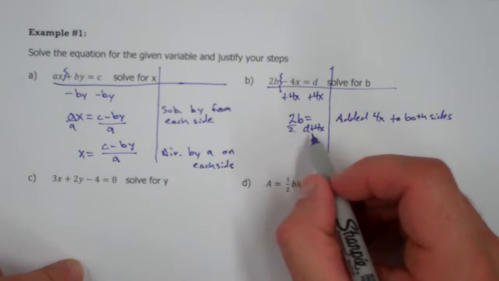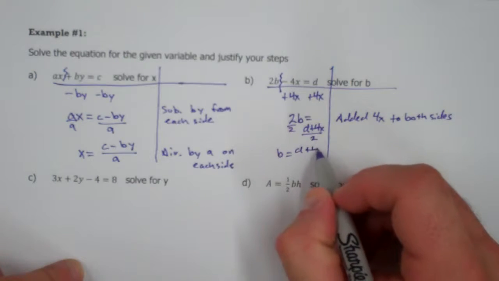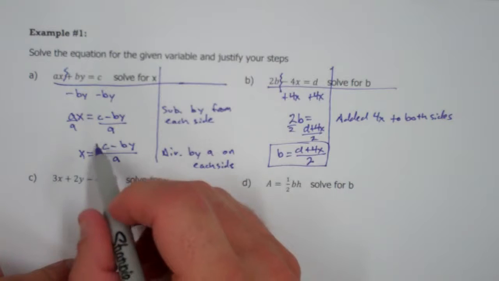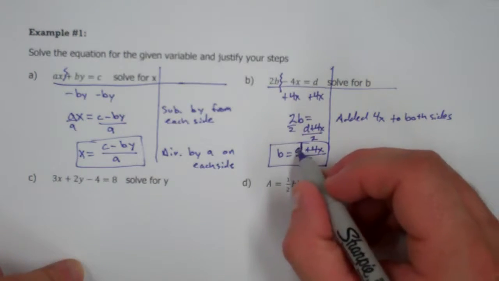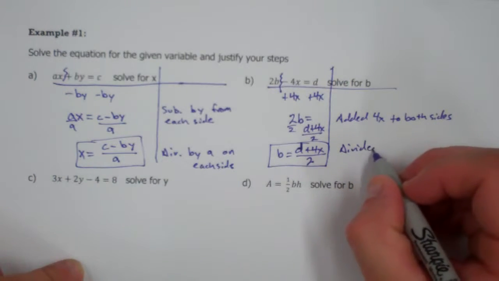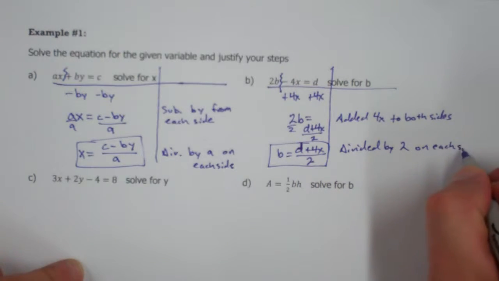And then we're going to divide by 2 on each side here. So we've got b is equal to d plus 4x all over 2. And I probably should have boxed this guy in here too. That's a d. So then here we divided by 2 on each side.